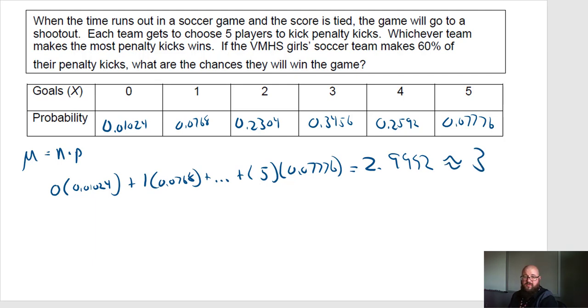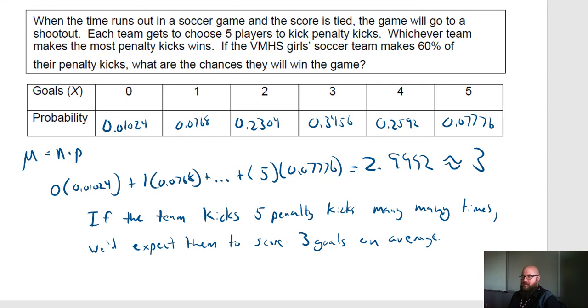So as far as we're talking about kicks, if the team makes 5 penalty kicks many times, then we would expect them to score 3 goals on average. That's what this mean is telling you for this setup here. So again, if the team kicks 5 penalty kicks many times, we'd expect them to score 3 goals on average. That's what that mean value is for the setup.